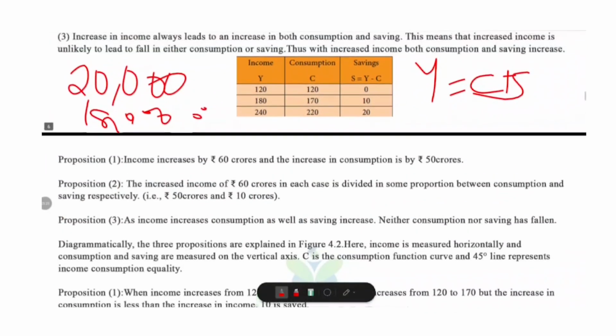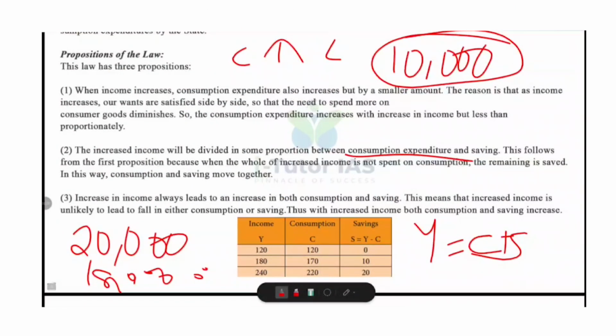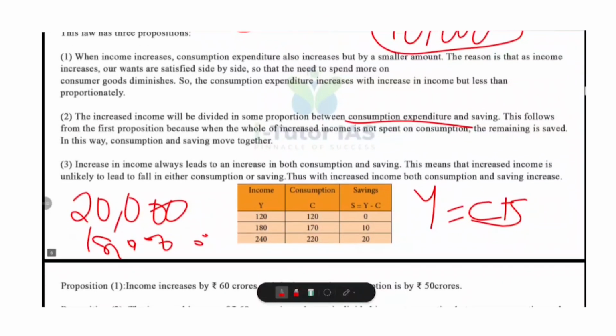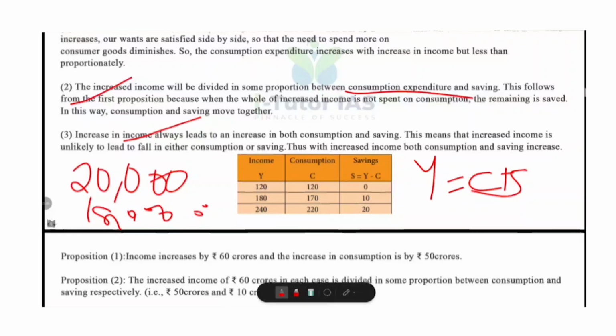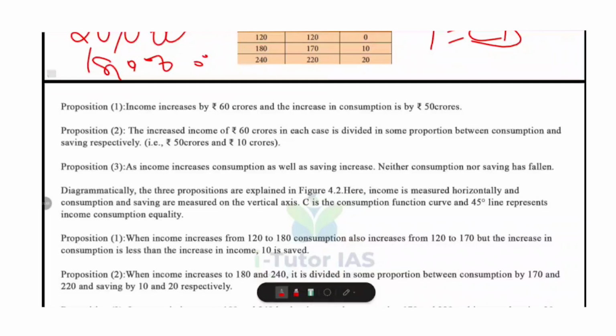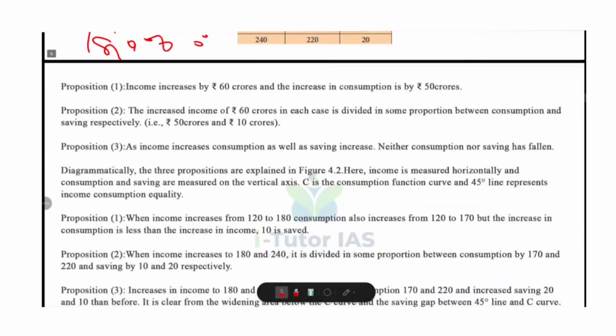Okay, so let me tell you the propositions once again. Consumption rises less than income, people save a part of their extra income. The second proposition was that increased income is divided between consumption and savings, both move together. The third proposition was that both consumption and saving increase with income, neither falls, and the saving gap widens. Now that we know the three basic propositions of Keynes' law, let's look at them numerically and diagrammatically to understand how they actually work.